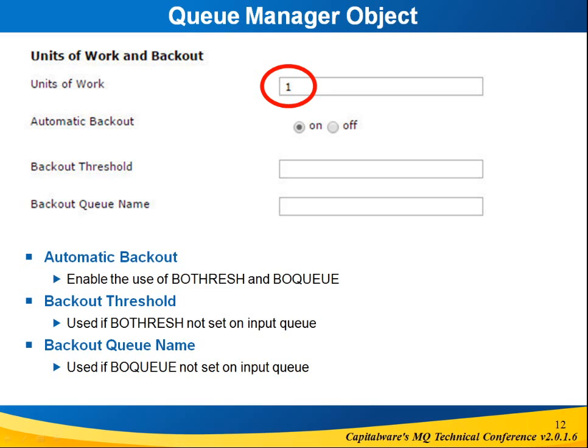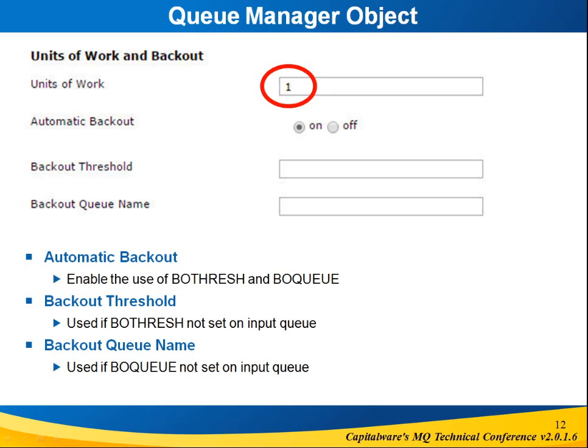Now, it's a little tricky when you do this in real life, because when you type a number 1 into that field and just leave the mouse cursor sitting there, nothing happens. You have to actually click the mouse cursor into the blank white space elsewhere on the screen for the JavaScript behind the web page to recognize the fact that you've keyed a value in, and then it pops into view the automatic backout radio buttons and the backout threshold and backout queue names.